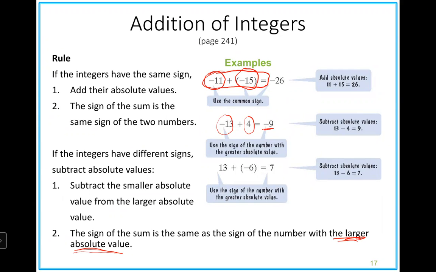They have another one here, 13 plus negative 6. 13 is positive, negative 6 is negative. You subtract 6 from 13, which is 7. Since 13 was the larger absolute value, the answer would be positive. So whichever number has the larger absolute value, if it was negative, your answer would be negative. If it was positive, your answer would be positive. Any questions with that? No? Okay.